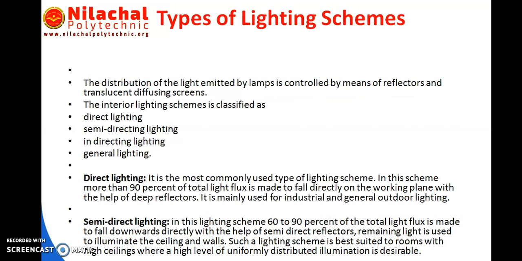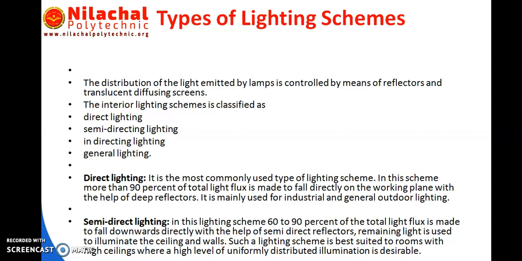So there are different types of lighting schemes. The distribution of light emitted by a lamp is controlled by means of a reflector and transparent diffusion screens. The interior lighting schemes are classified as direct lighting, semi-direct lighting, indirect lighting, and general lighting. Direct lighting is the most commonly used type of lighting scheme. In this scheme, more than 90% of total light flux is made to fall directly on the working plane with the help of a deep reflector.